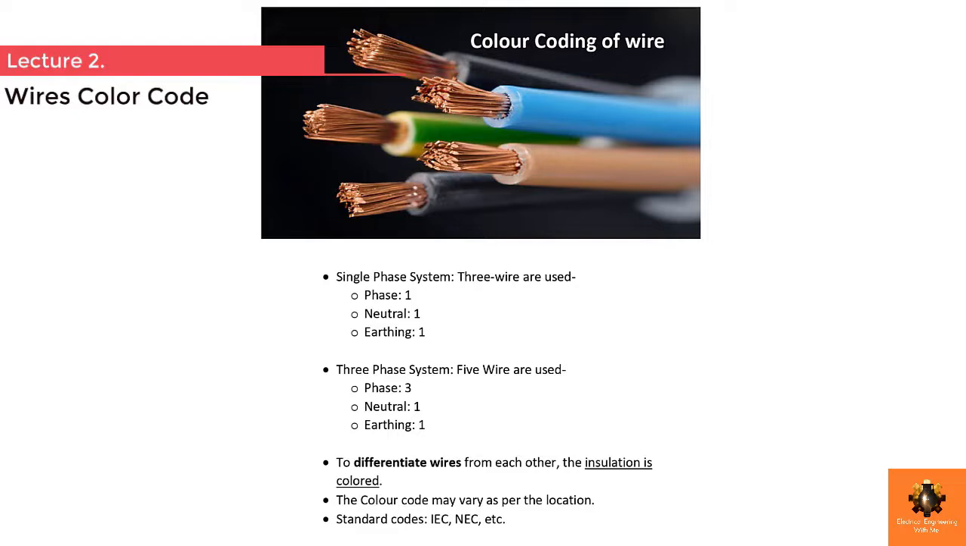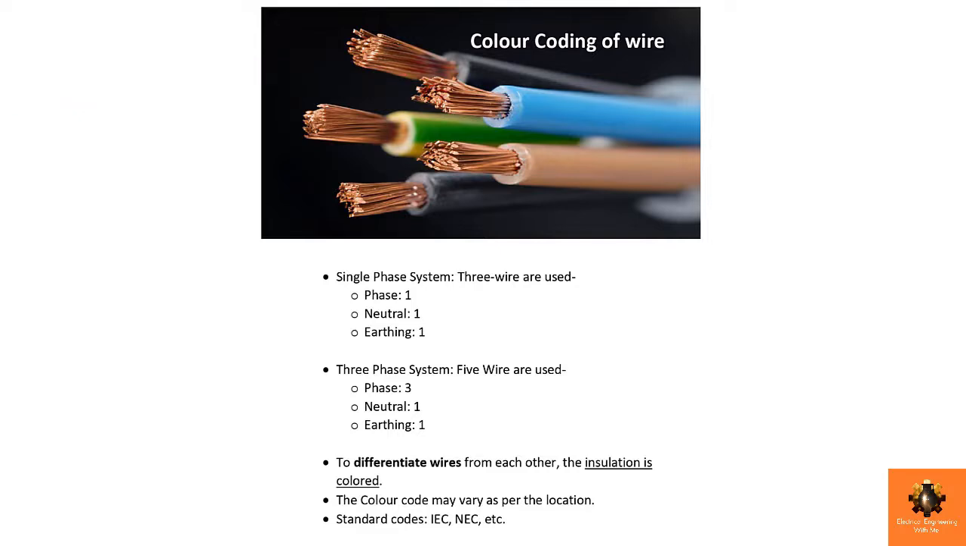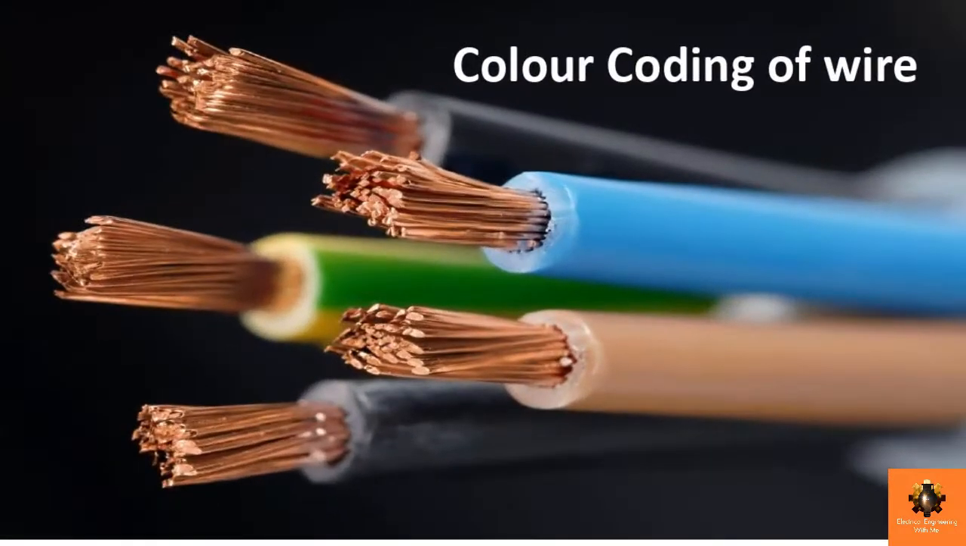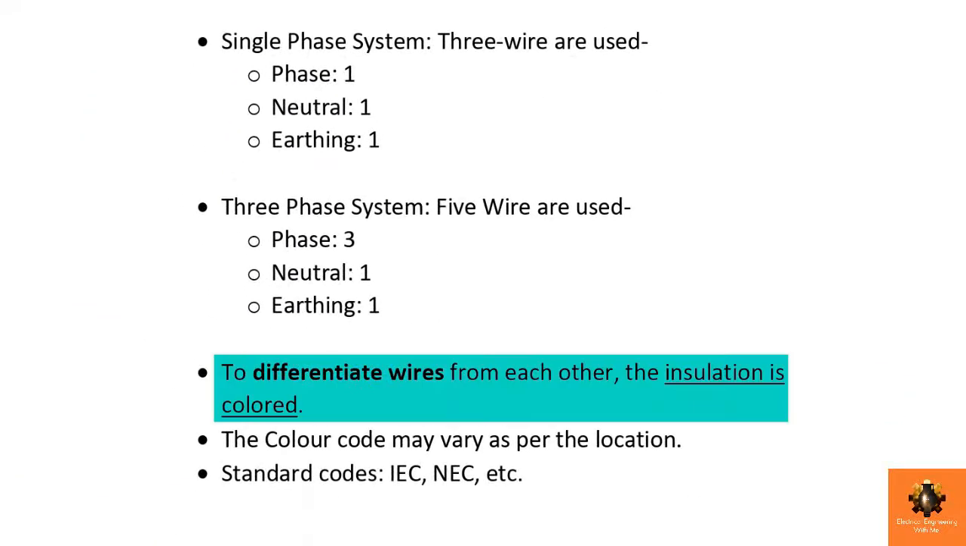Hi dear learners, in the last lecture we have seen some basic terms related to electrical wiring. Now in this lecture we will discuss color coding of wires. See, these are the wires in which you can observe that the conducting material is the same for all these cables, but the only difference is the color of their insulations. Generally, in order to differentiate these wires from each other, the insulation is colored. Therefore, with the help of these color codes, we can identify the electrical wires easily as well as safely.